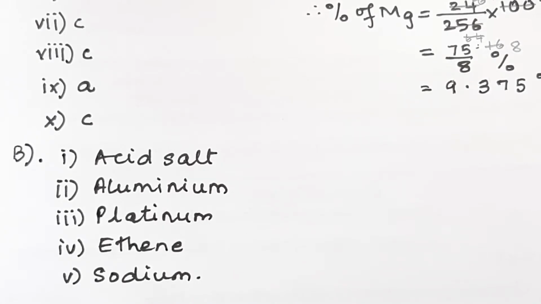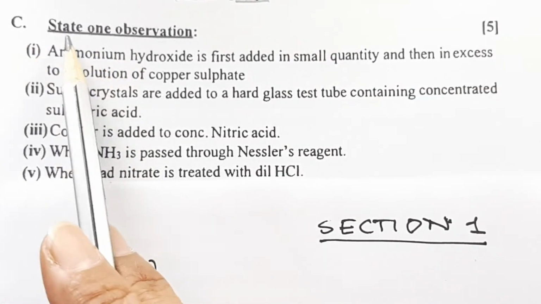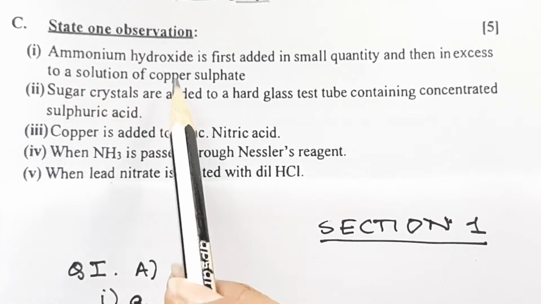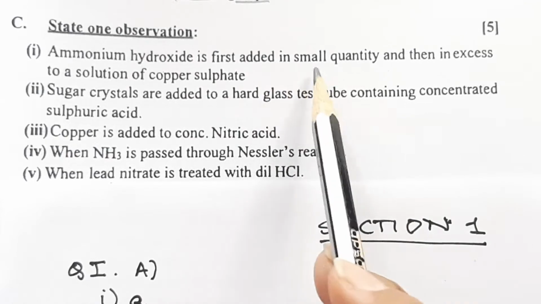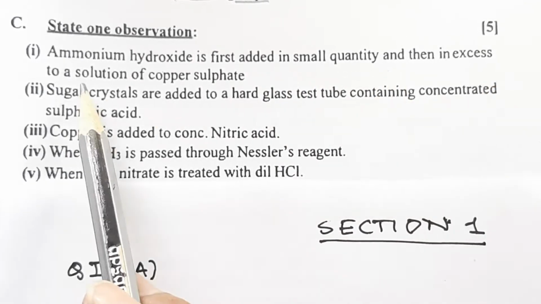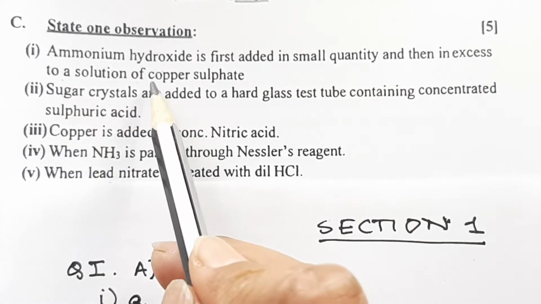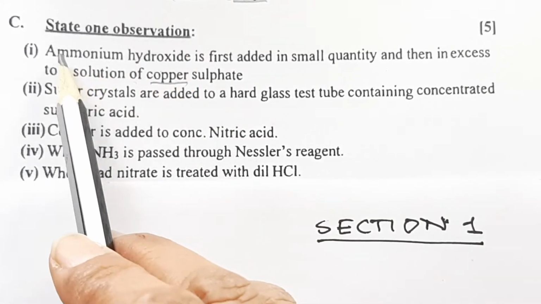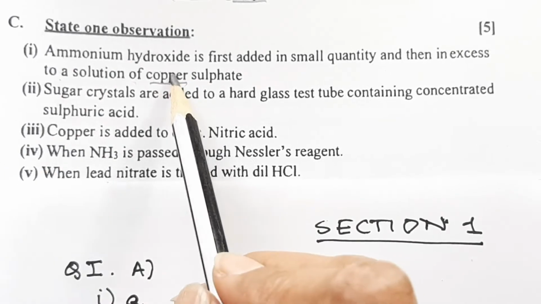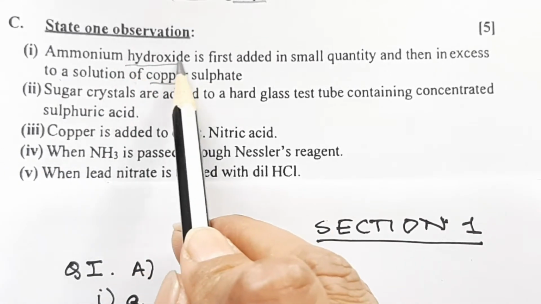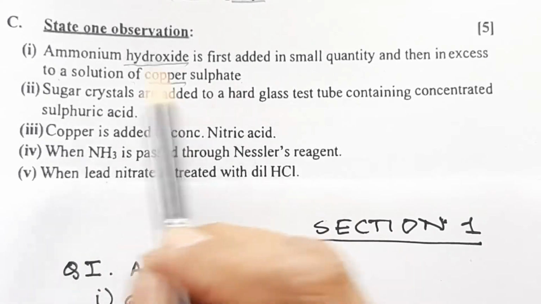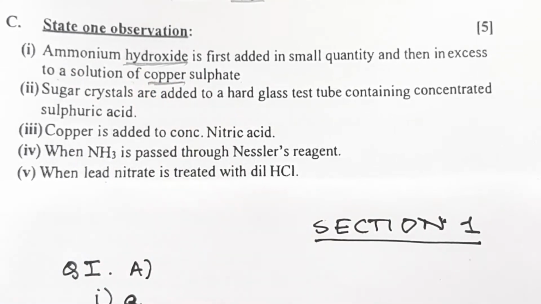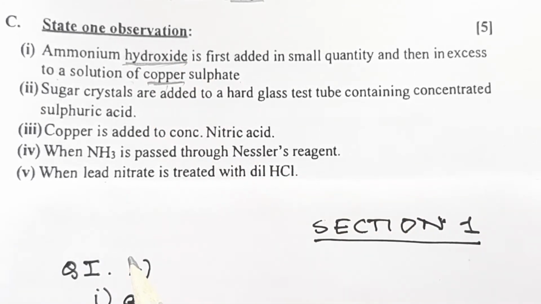Let's move on to part C. Part C asks us to write one observation. Number 1. Ammonium hydroxide is first added in small quantity and then in excess to the solution of copper sulfate. Now here our keyword is copper. Copper is with ammonium hydroxide. It is going to give us copper hydroxide. So copper sulfate with ammonium hydroxide will give us copper hydroxide. And copper hydroxide is blue precipitate.